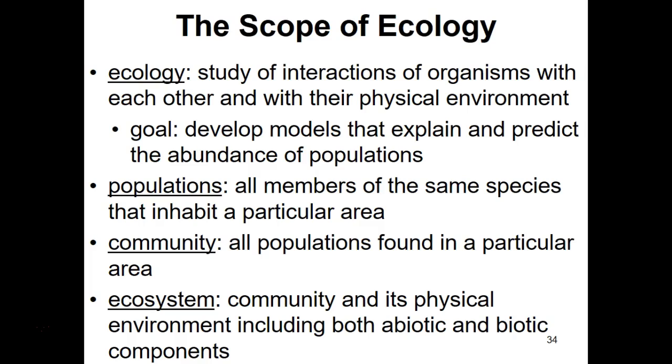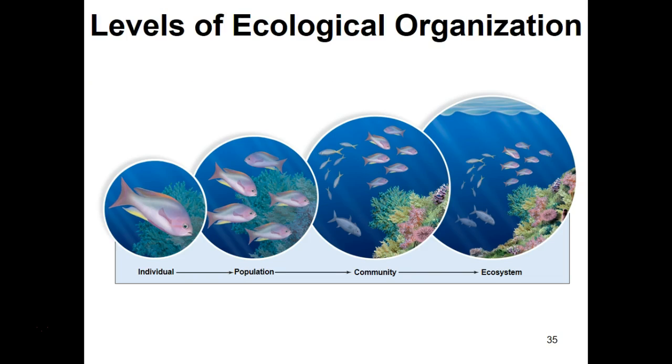If you have multiple populations in the same area, they would be called a community. And then an ecosystem is the community and its physical environment with both abiotic and biotic components. So here's an organism. This is a fish. When you have a lot of fish of the same type together, that's a population. Here we have a community. We have different types of fish, and the living plants. So the ecosystem would be the living and non-living factors that affect all of these living organisms.